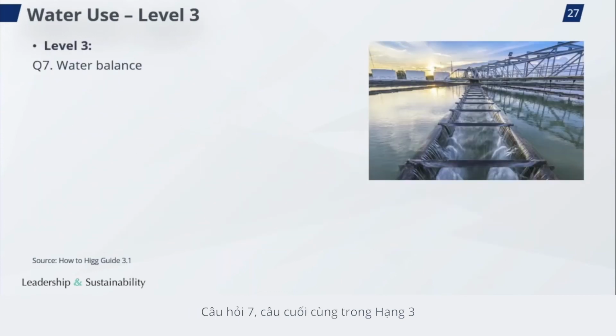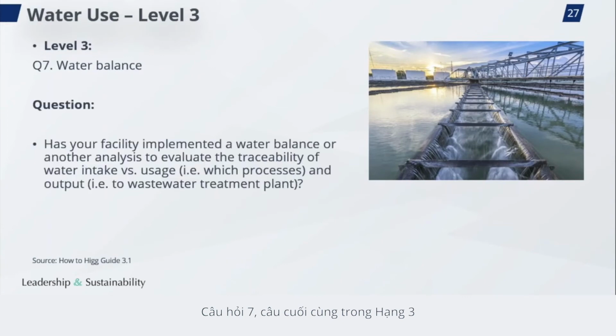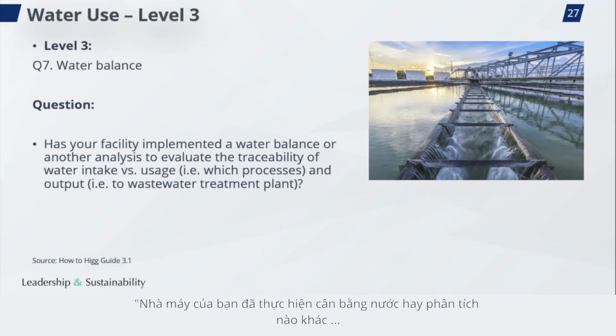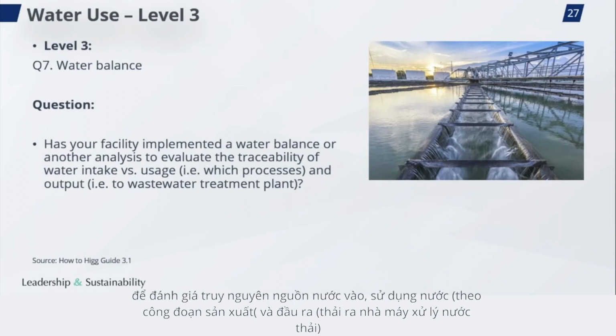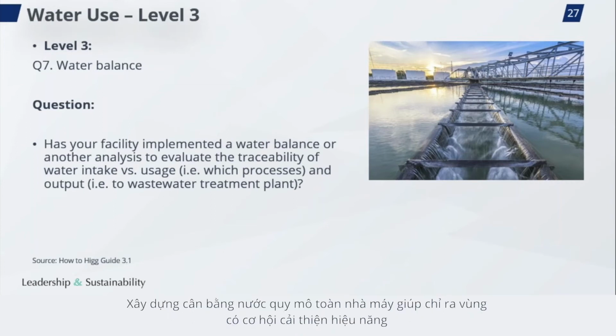And then finally, at level 3, we have the one question at level 3, question 7. Has your facility implemented a water balance or another analysis to evaluate the traceability of water intake versus usage? For example, which processes, and also output, for example, to the wastewater treatment plant. The creation of a full facility water balance provides insight into areas with efficiency improvement opportunities and also allows facilities to identify water that may not have been recorded.